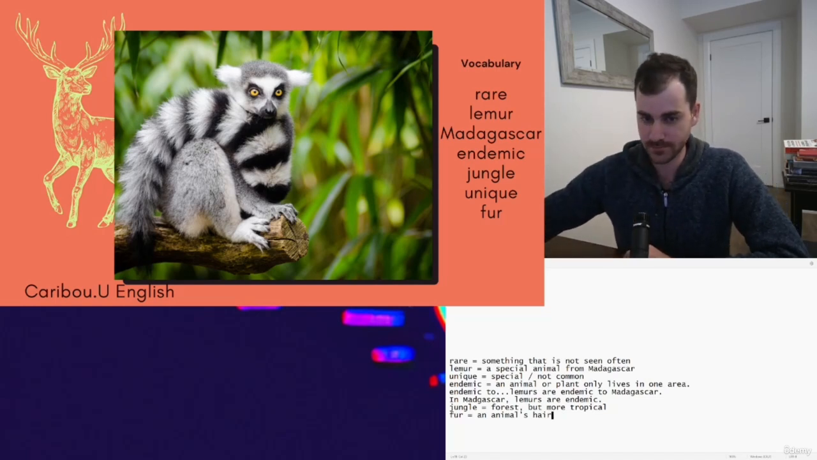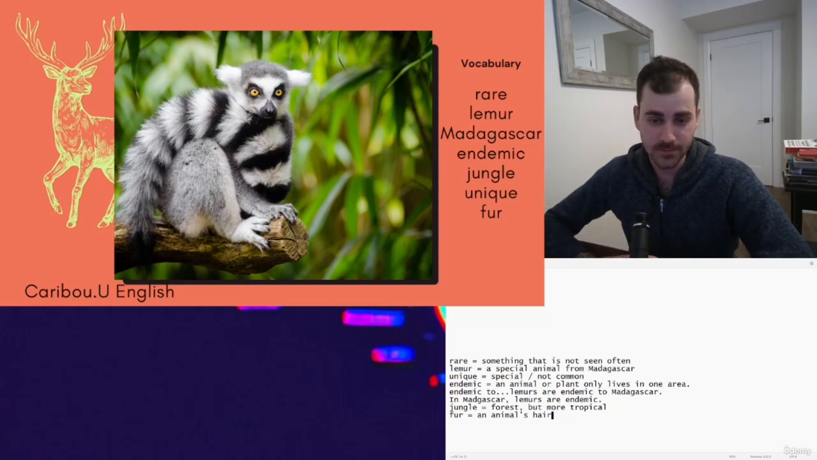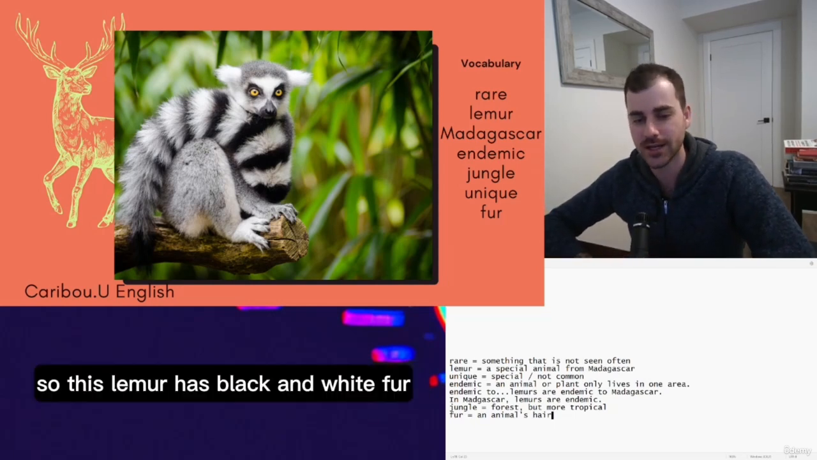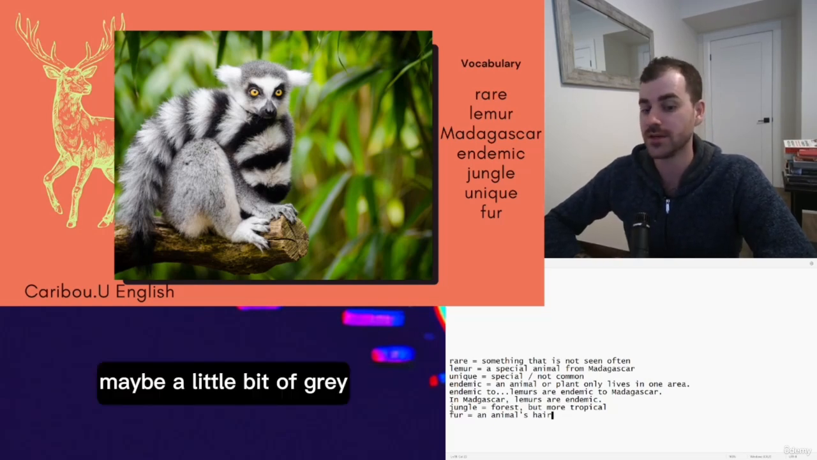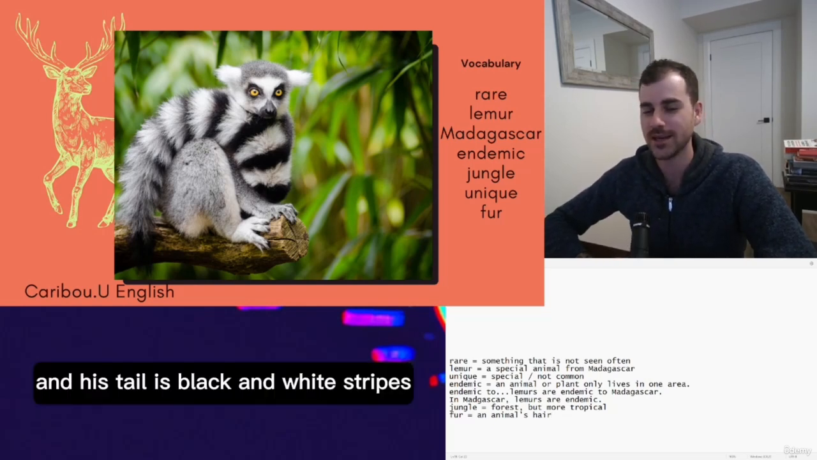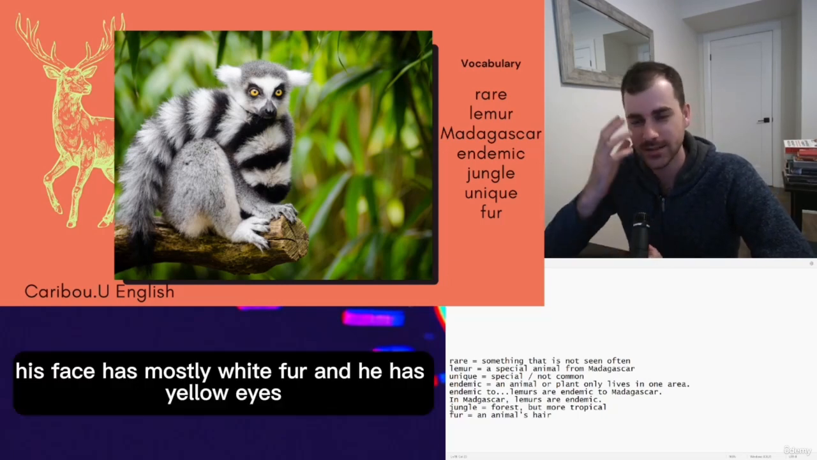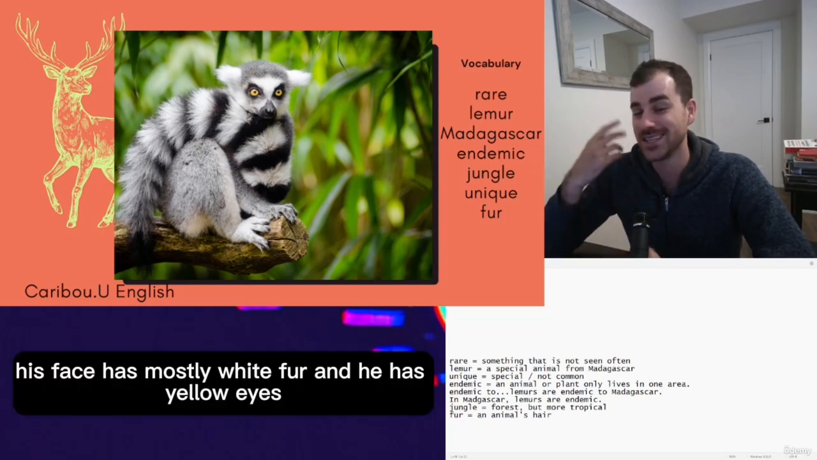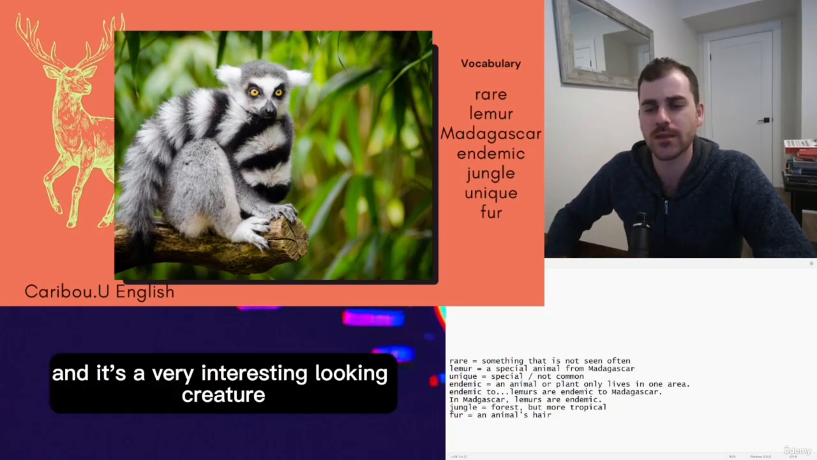So let's try to describe the fur of this lemur. So this lemur has black and white fur, maybe a little bit of gray, and his tail is black and white stripes. His face has mostly white fur and he has yellow eyes, and it's a very interesting looking creature.